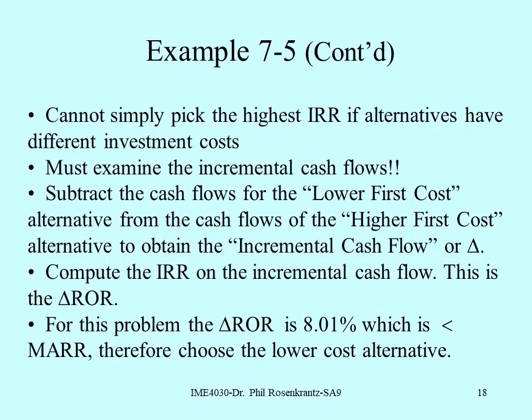Now, the 8.01% is lower than our minimum attractive rate of return. When the incremental rate of return, the delta ROR, is less than the MARR, we choose the lower cost alternative. Therefore, we would choose the LeaseCo option because it's the lower cost alternative. All right, let's go to slide number 19.